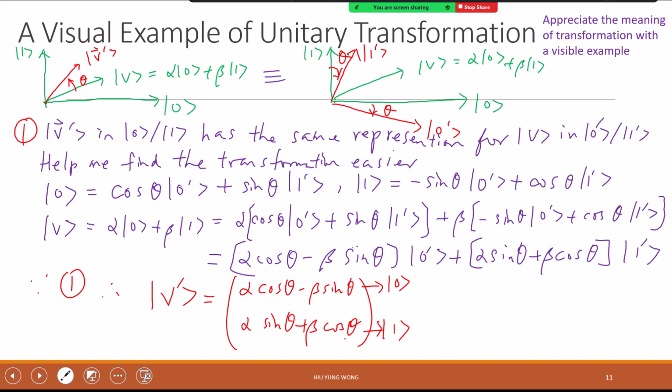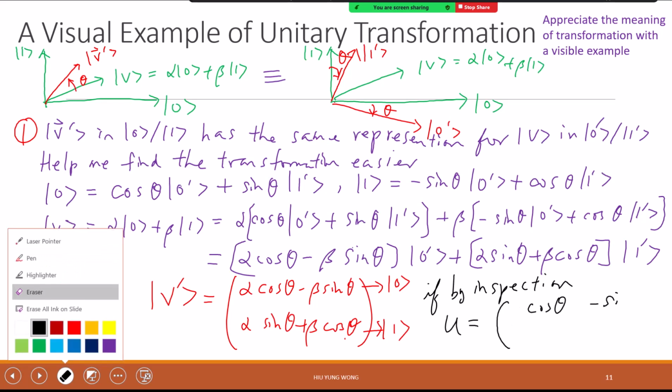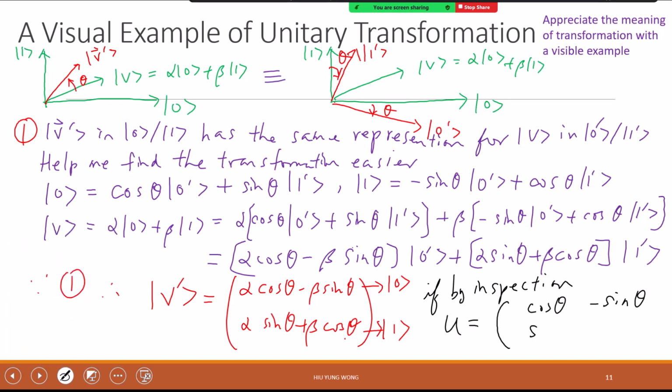Now we can find the matrix, just by inspection. Inspection is a little bit too fast, right? Just by inspection, you can find that U is just equal to cosine theta, negative sine theta, sine theta, cosine theta. If you try it, you will see that indeed V' equals U times V. You can try it yourself: apply this matrix to alpha beta, and you will get this V'.